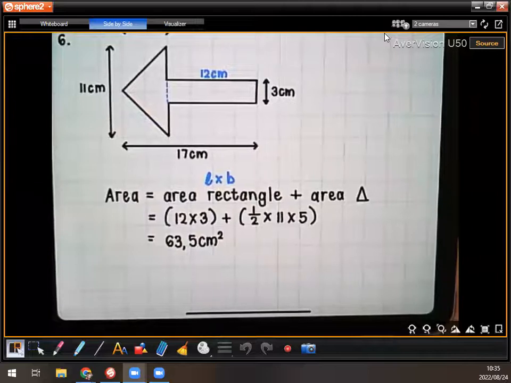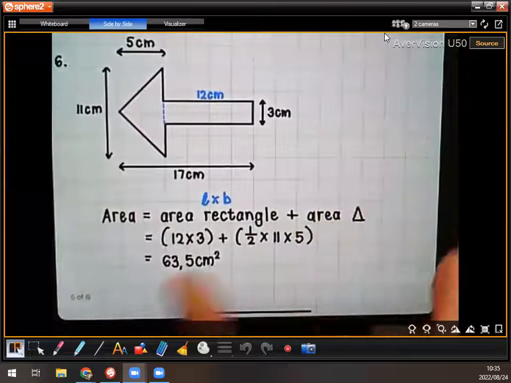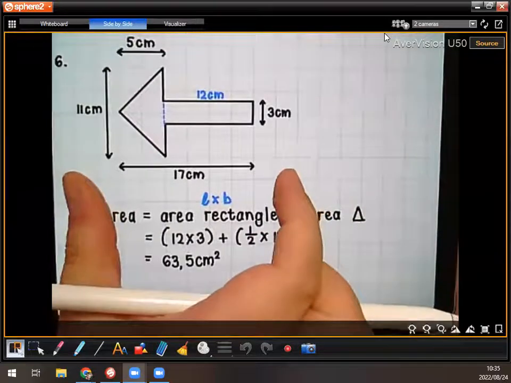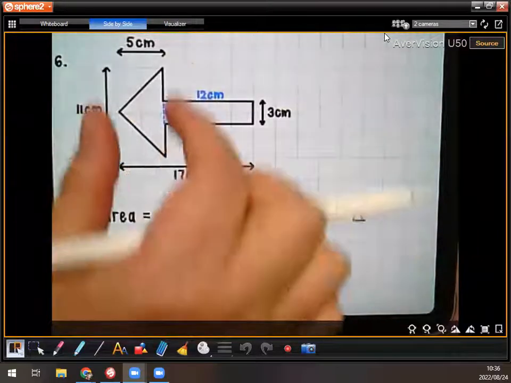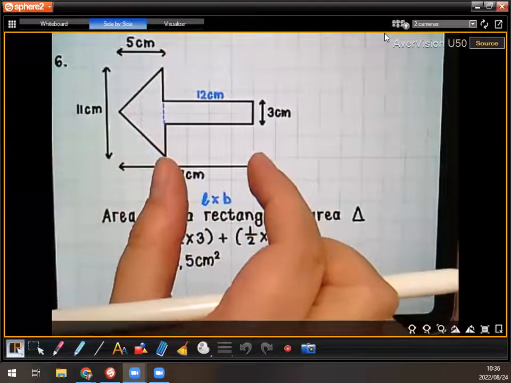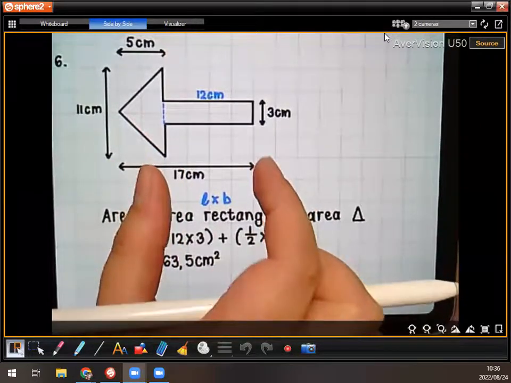So you need to figure out of this rectangle what's the length. Now we did look at this together, but just to remind you, the whole arrow is 17 centimeters long. The triangle is 5 centimeters. So the length of the actual rectangle is going to be 17 minus 5. Right? It's going to be 12, yeah?